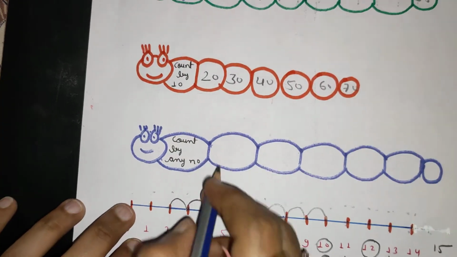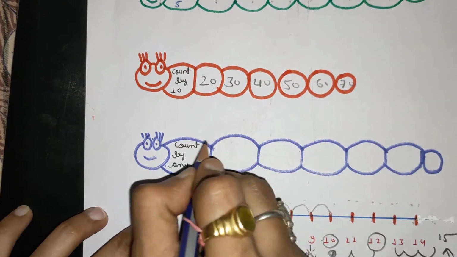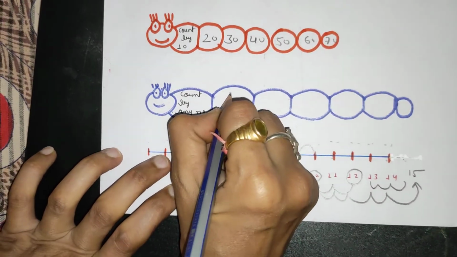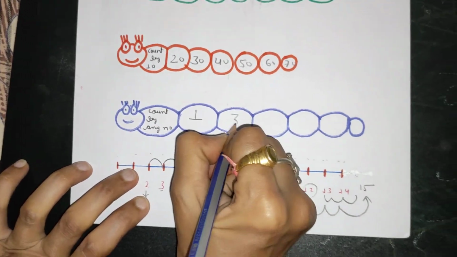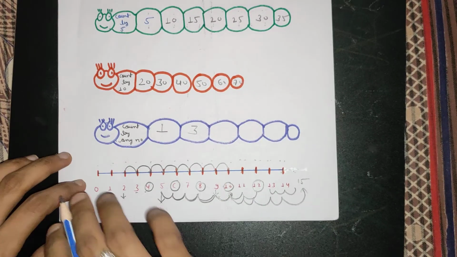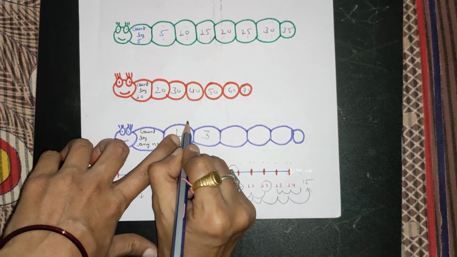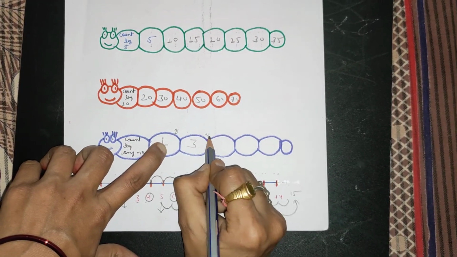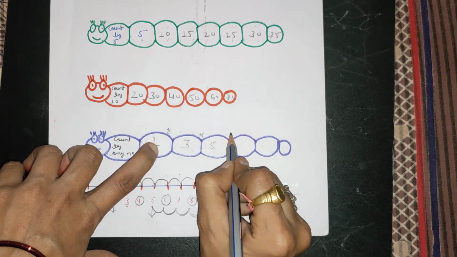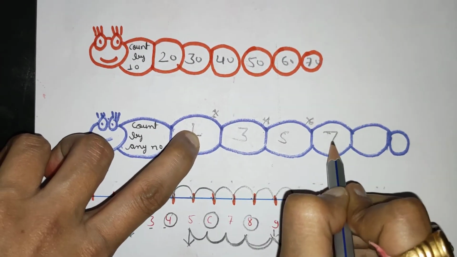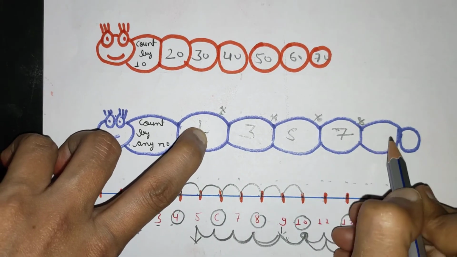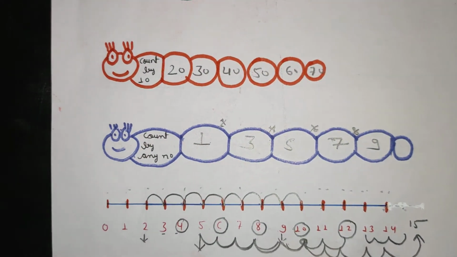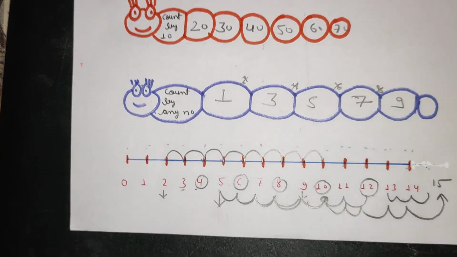Or if any number is given, suppose the question is given, this is 1 and this is 3. Now you have to find out the next number. You all can see 2 I have skipped over here. 4 if I skip, the next number would be 5. Then 6 skipped, the next answer will be 7. 8 will be skipped, so 9. So this is the concept of skip counting that you have to practice.